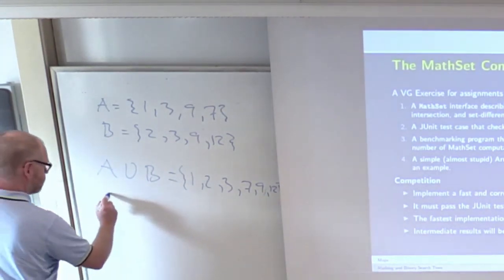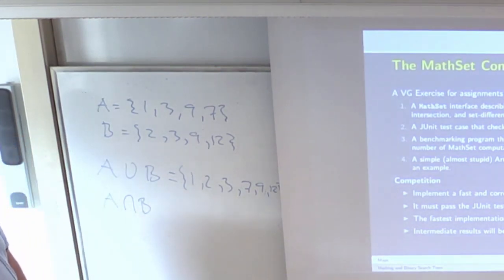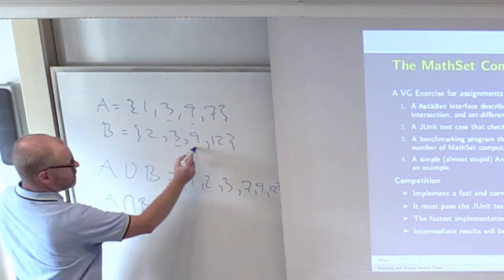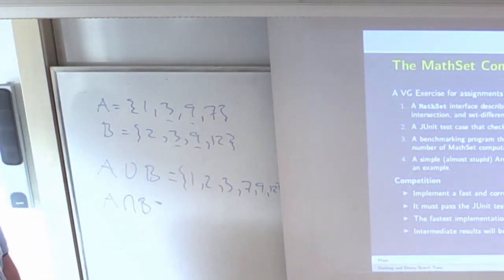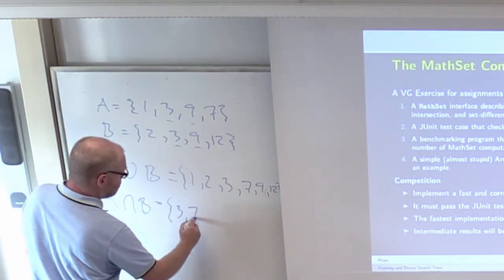What is this operator called? Intersection, and how is it defined? Elements found in both sets, in both lists. So it is only these two elements. So the intersection would be 3 and 9.